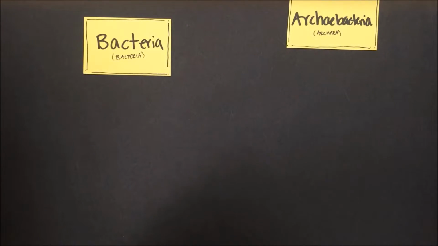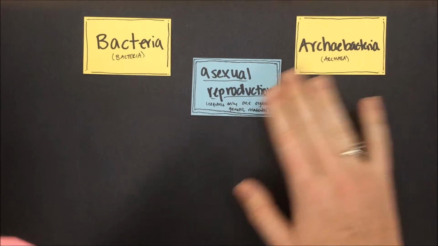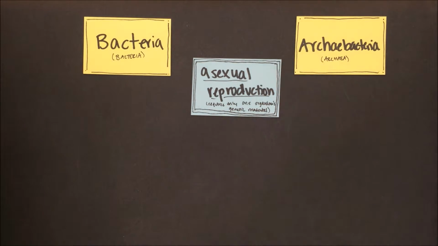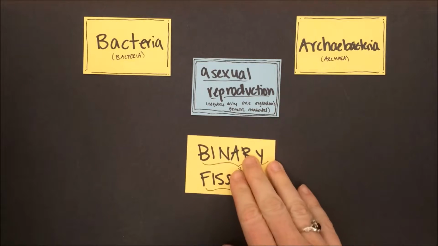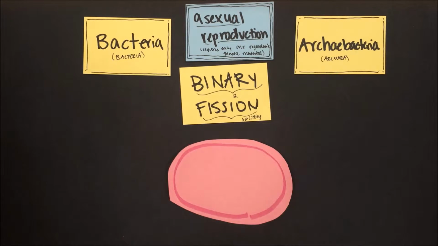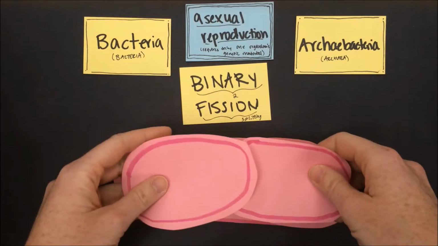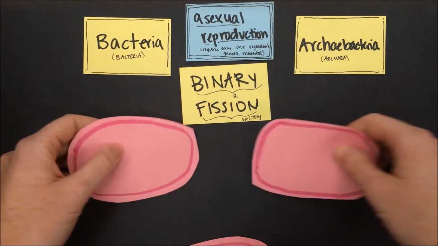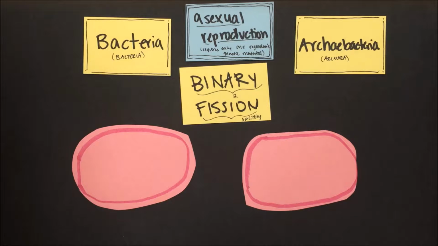Bacteria and archaea both reproduce asexually, meaning that they don't need a partner to create the next generation. They reproduce by way of a process called binary fission, which means splitting into two. One cell will double its genetic material and eventually split into two identical cells. This allows both bacteria and archaea to reproduce very quickly.